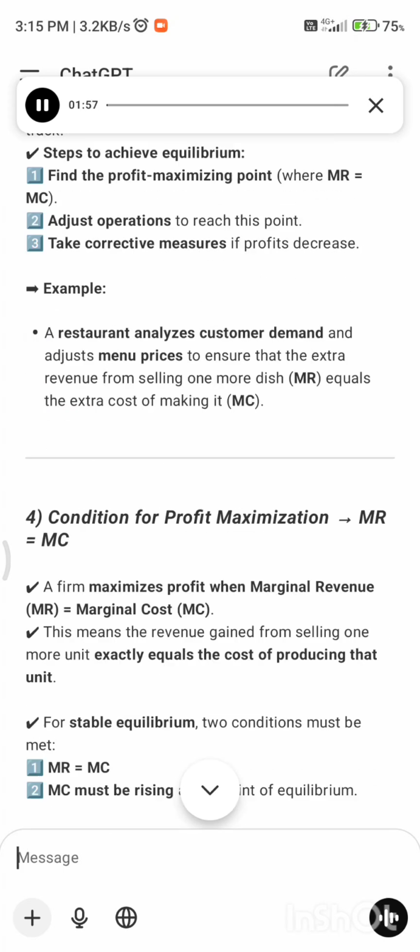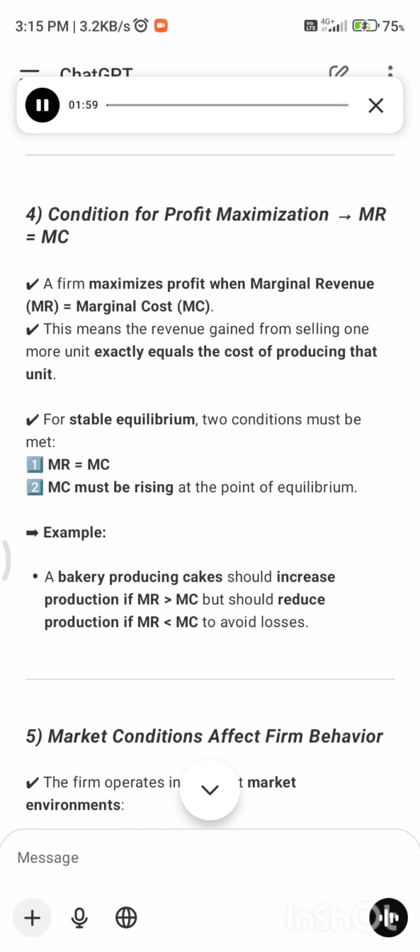4. Condition for profit maximization, MR = MC. A firm maximizes profit when marginal revenue (MR) equals marginal cost (MC). This means the revenue gained from selling one more unit exactly equals the cost of producing that unit. For stable equilibrium, two conditions must be met: 1. MR equals MC. 2. MC must be rising at the point of equilibrium. Example: a bakery producing cakes should increase production if MR is greater than MC, but should reduce production if MR is less than MC to avoid losses.